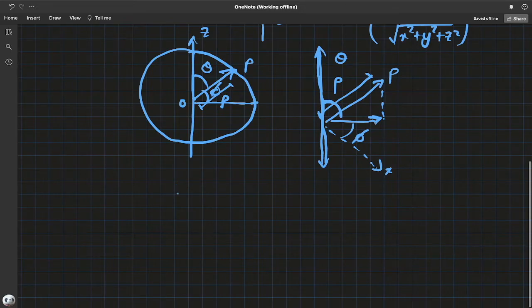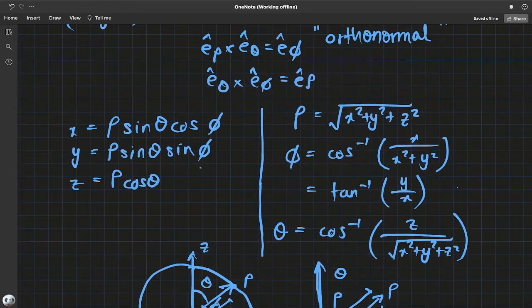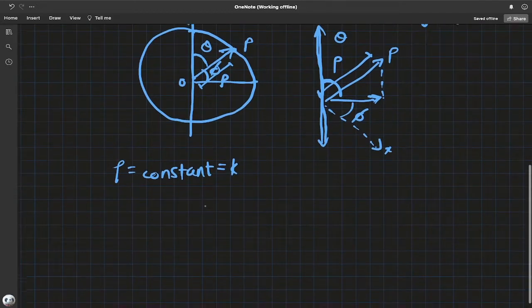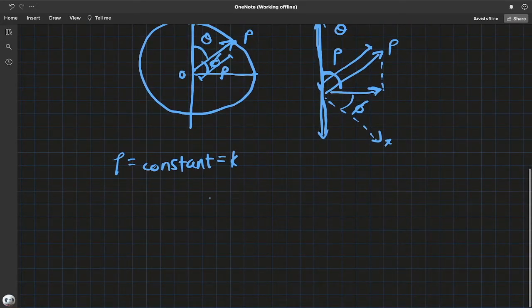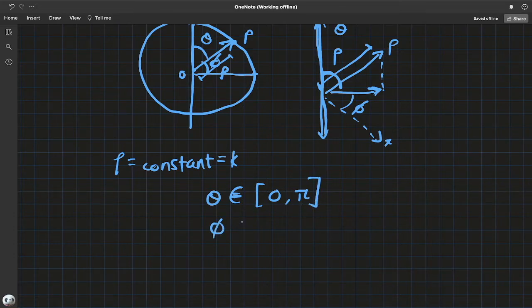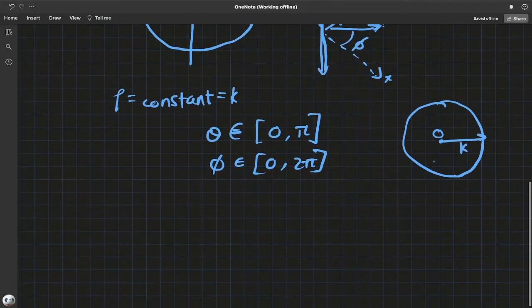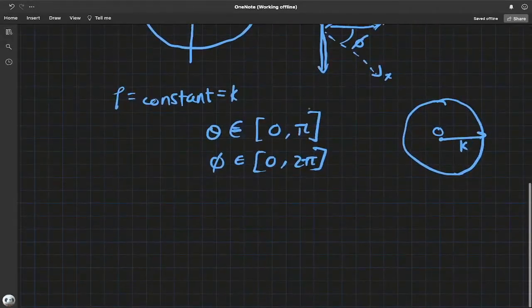And again, if you keep your rho constant, say equal to k, and you let your theta go from 0 to pi, and your phi go from 0 to 2 pi, then this will trace out a sphere with radius k, centered at the origin, of course. So that's why this is called the spherical coordinate system. It clearly makes sense.